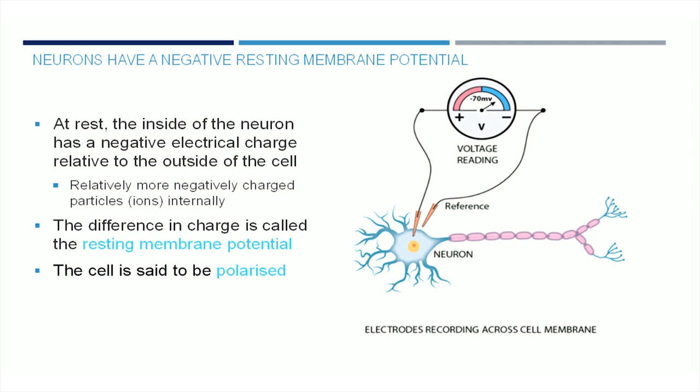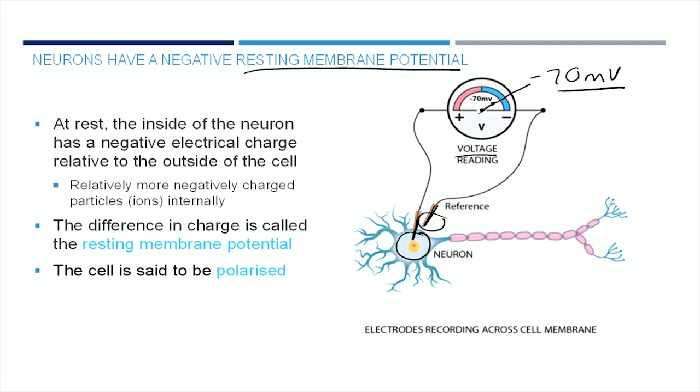Well, a resting membrane potential is basically a difference between the charge of the inside of the cell compared to the charge on the outside of the cell. And you can see here that we've got two electrodes, one inserted into the cytoplasm and one inserted into a region just outside of the neuron, hooked up to a machine that's measuring the charge or the voltage. And you can see that when you measure the inside to the outside of the cell, it comes up with a value that is minus 70 millivolts. And this is what's said to be the average resting membrane potential of a neuron.